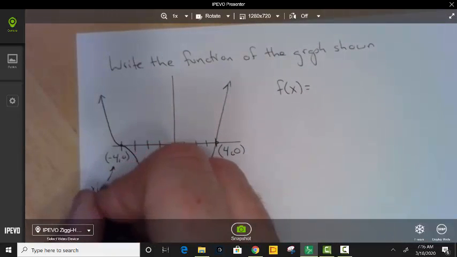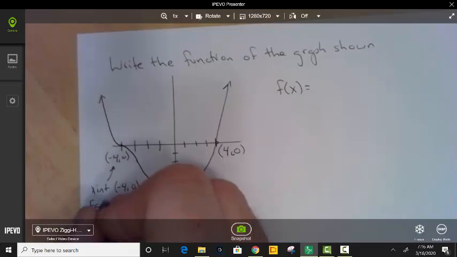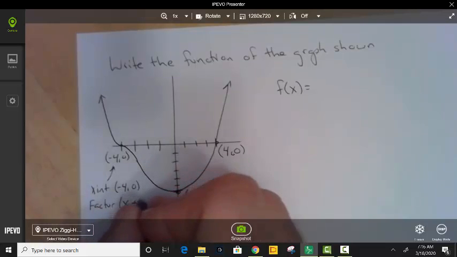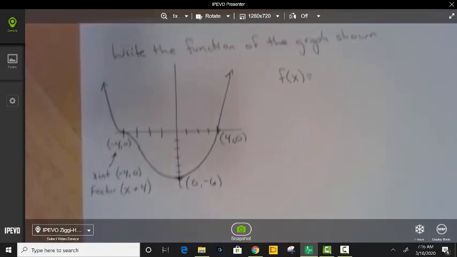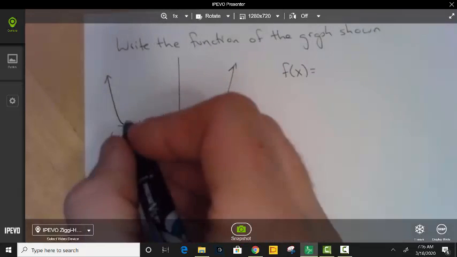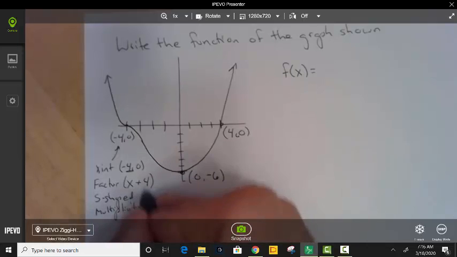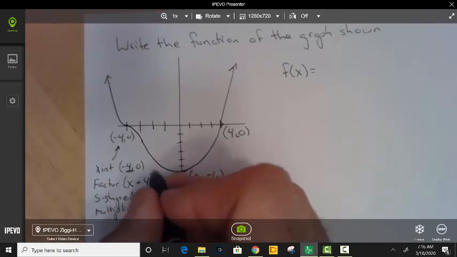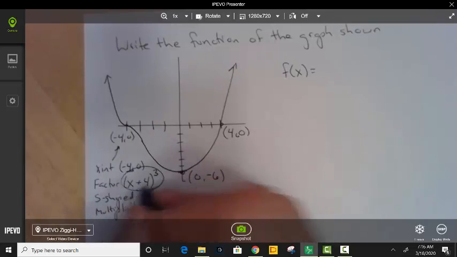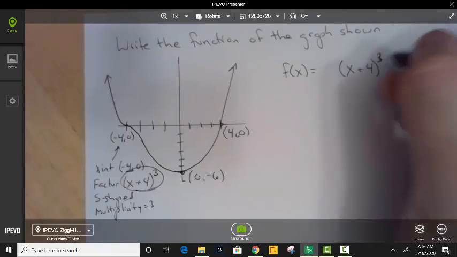So since we have an x-intercept at (-4, 0), we know that the factor is going to be x plus 4, because that's the factor that when you set it equal to 0 gives us negative 4 as an answer. And the fact that it's S-shaped tells us that the multiplicity is 3. So the factor is actually (x plus 4) cubed, and that's part of the polynomial function.